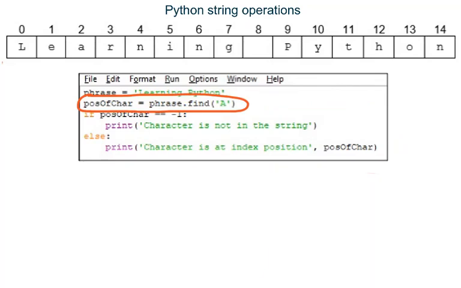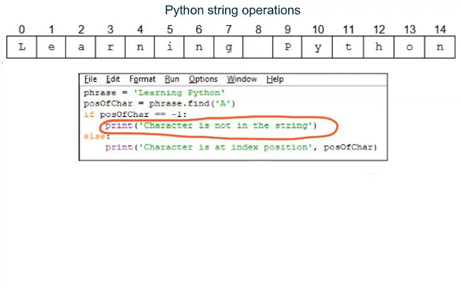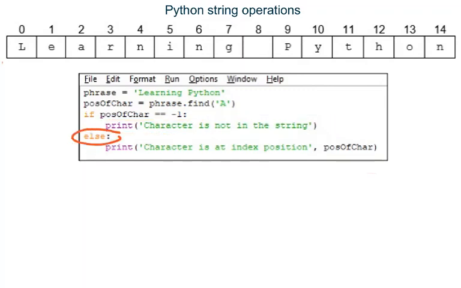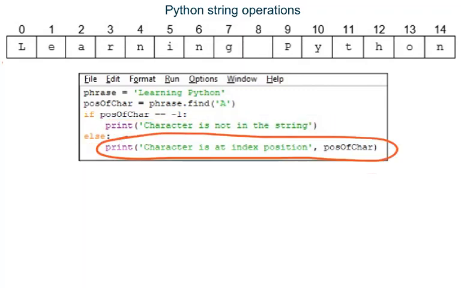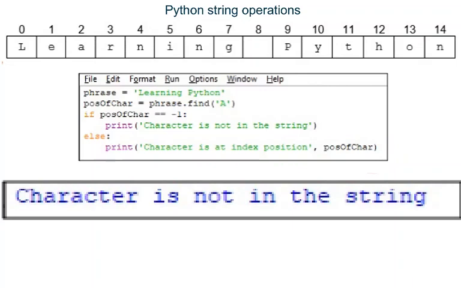Once again we are using find to store the position of a character in variable phrase inside the variable pos_of_char. If that position is stored as -1, the program will output character is not in the string. Otherwise, the program will output the index number where the character is first found. As we are searching for uppercase A and there is no uppercase A in our string, the program outputs character is not in the string.